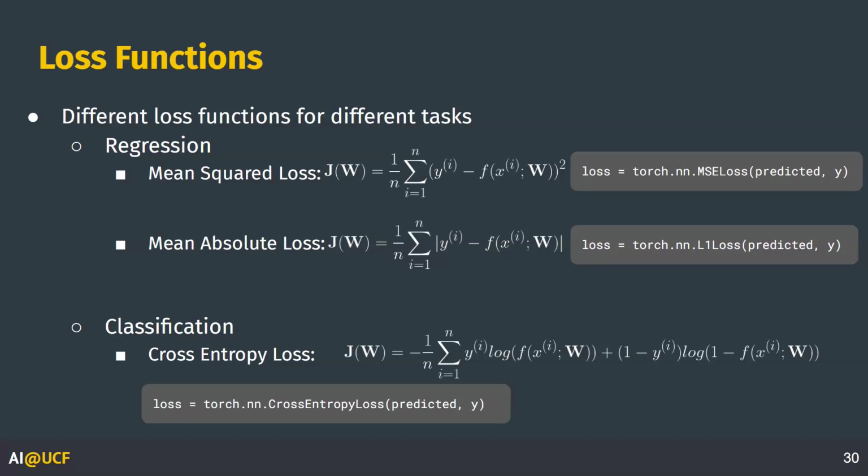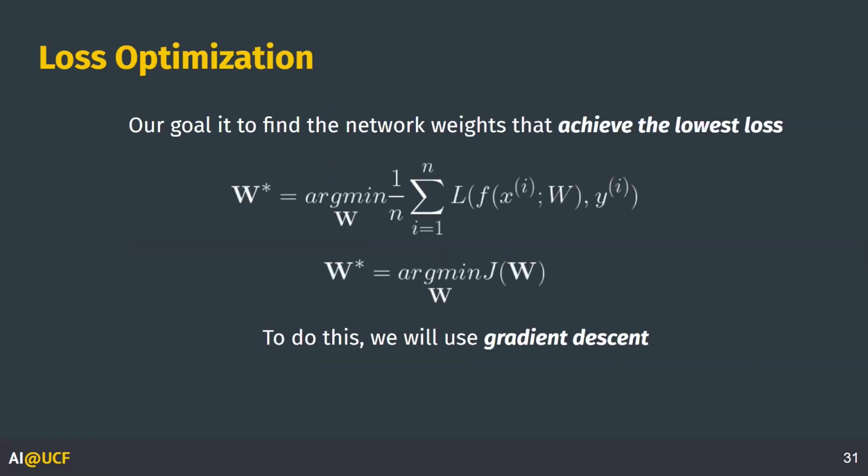So that's our loss function. This is how we measure loss. And so the big goal of training a neural network is to try and find the network weights that lead to the lowest loss. We're trying to find whatever combination of weights leads to the smallest possible loss for our function. And to do this, we use a system called gradient descent.